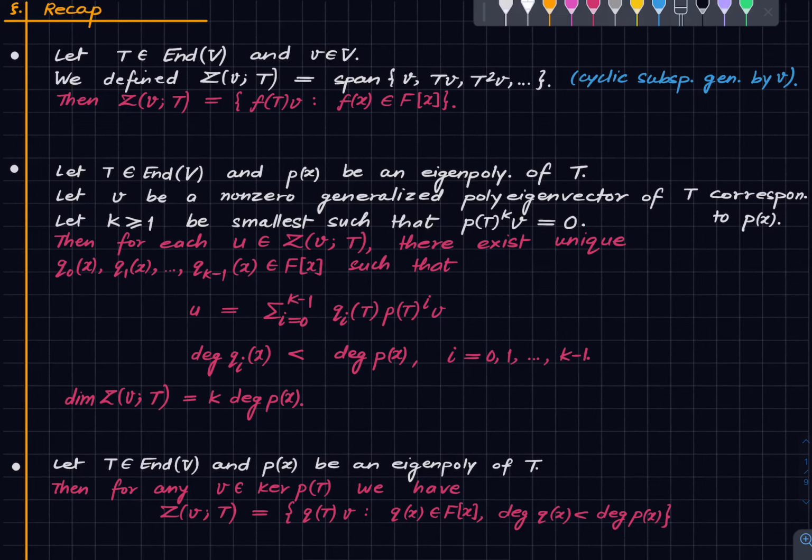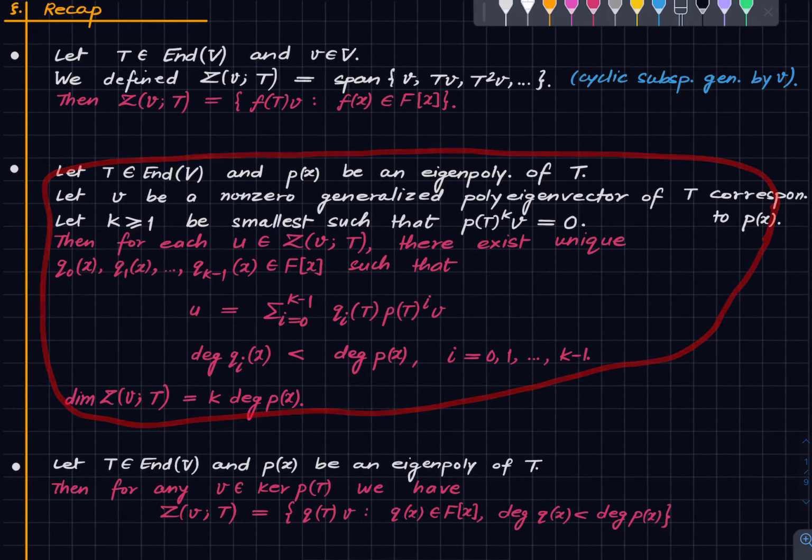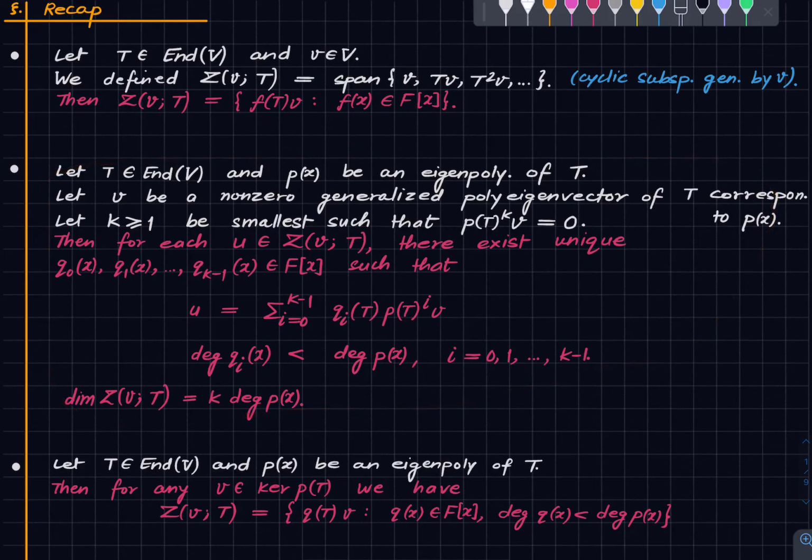So we defined the notion of a cyclic subspace. If T is an endomorphism and v is some vector in the vector space, then the cyclic subspace generated by v is defined as the linear span of all these vectors. Right? And we saw that one way to describe the cyclic subspace is this expression. Alright? And then we proved a nice representation theorem about cyclic subspaces, meaning there is a canonical way to express any vector in a given cyclic subspace.